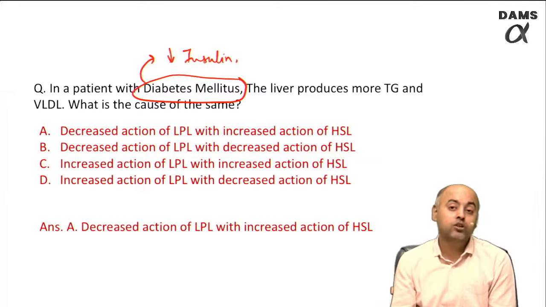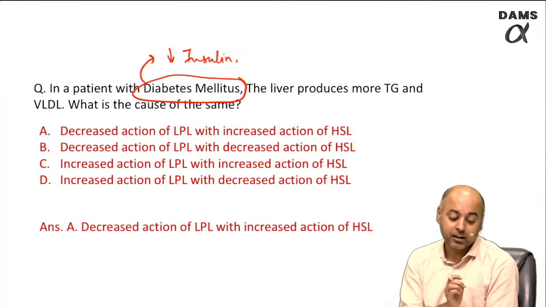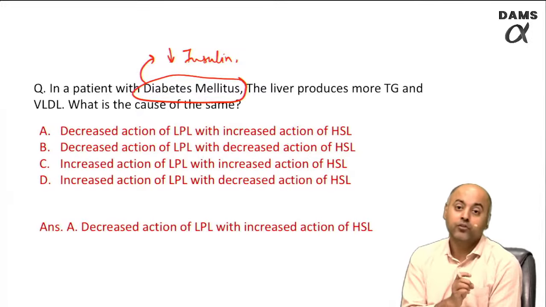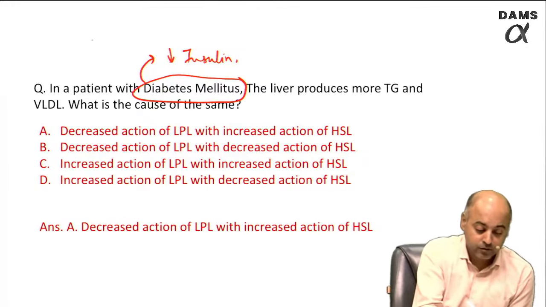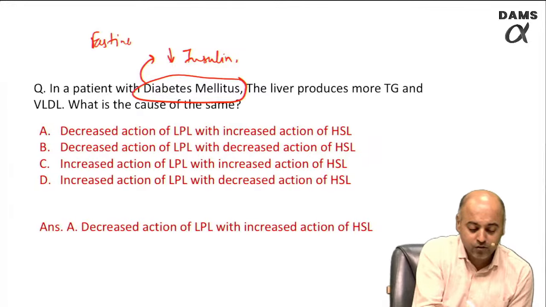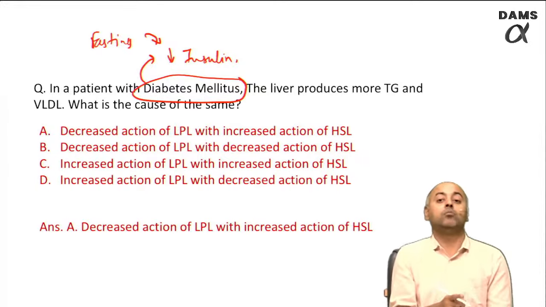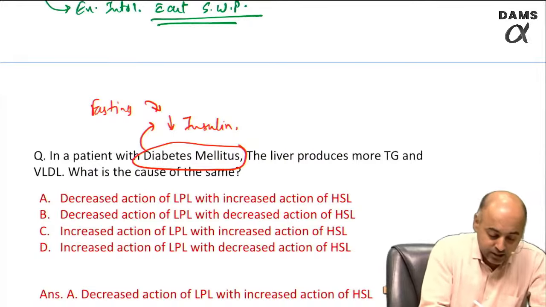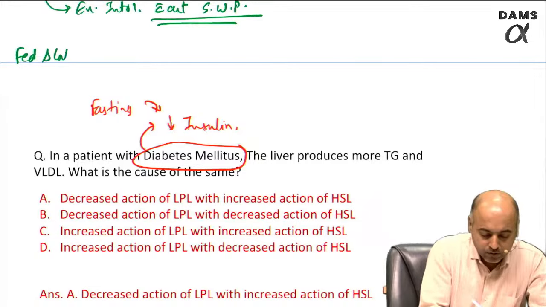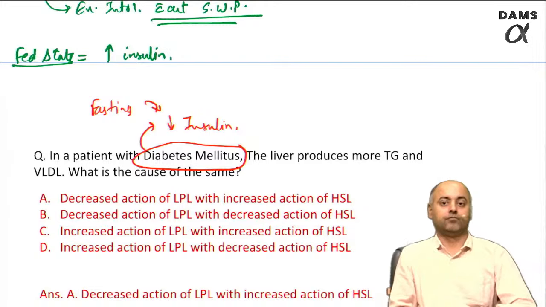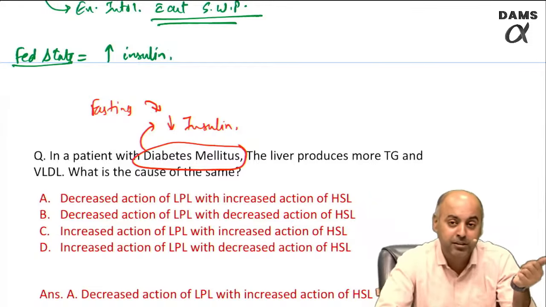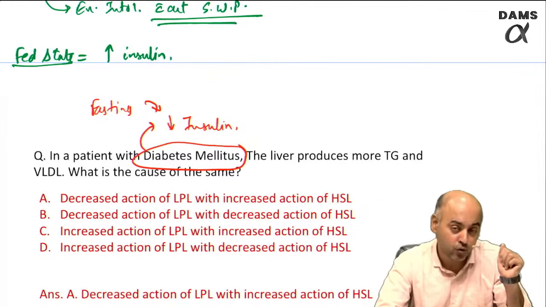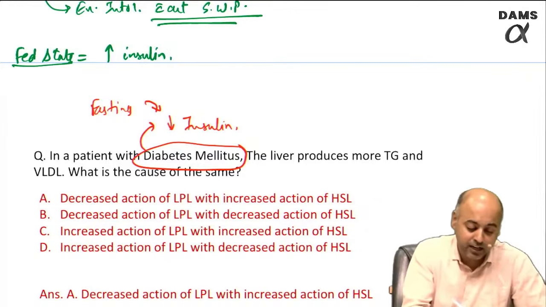So whenever you get a question on diabetes mellitus, you have to understand that we are talking about low insulin. Whenever you get a question on fasting, again low insulin will be there. On the other hand, when you get a question on the fed state, the insulin level will be high. So please keep these points in mind: diabetes mellitus, fasting state, insulin levels are low, whereas in the fed state the insulin level is high.